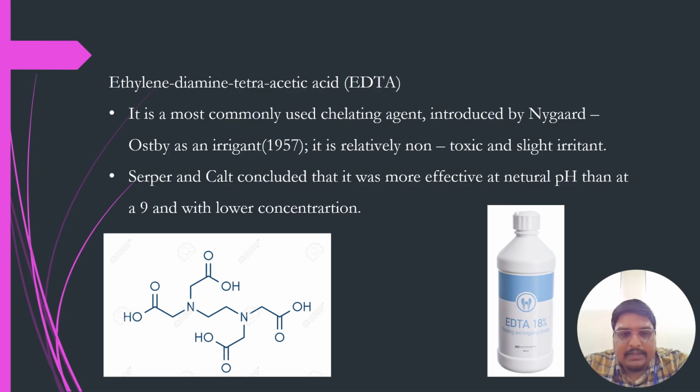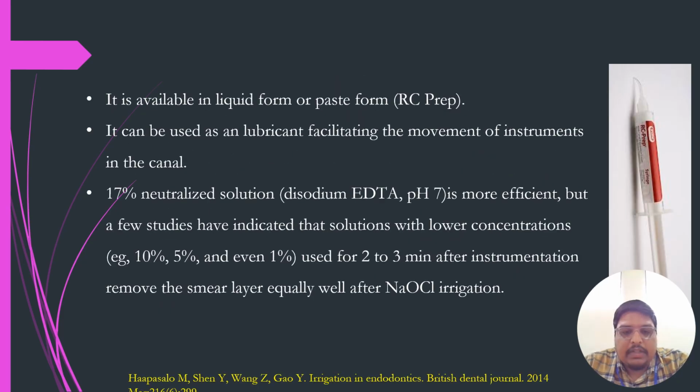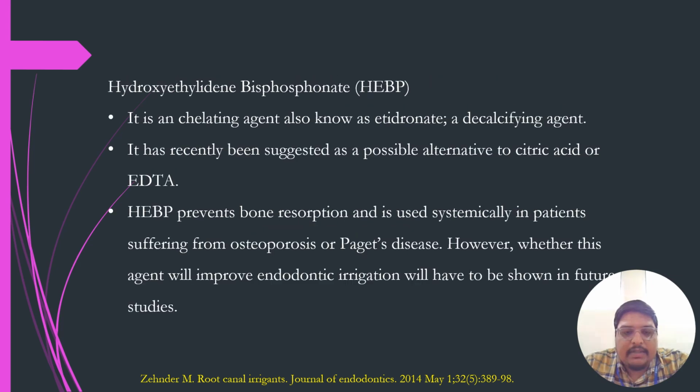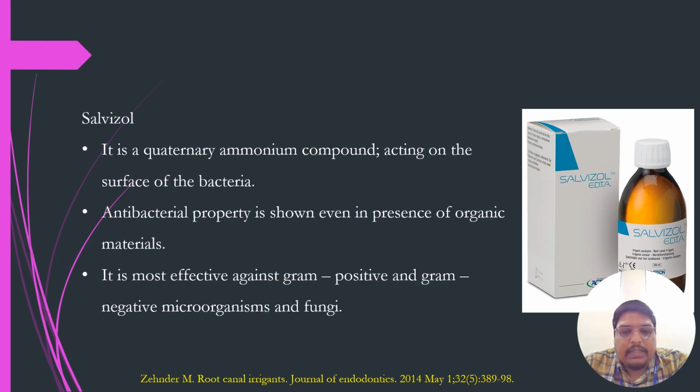In certain cases, it has antibacterial properties. Ethylene diamine tetraacetic acid, EDTA, is the most commonly used chelating agent as an irrigant. It is relatively non-toxic of the reagents. Mode of action: different forms are available. Citric acid, which is not highly used nowadays. Hydroxyethylidene bisphosphonate, HEBP, a bone resorption inhibitor used systemically in patients suffering from osteoporosis or Paget disease.